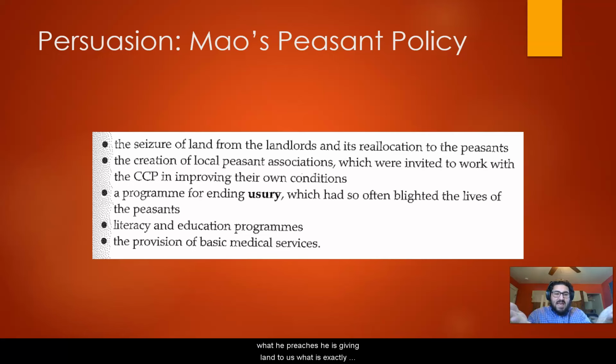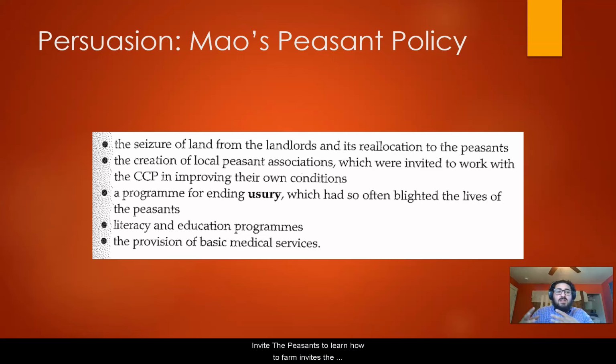He is giving land to us, which is exactly what he says we're supposed to be doing. Then, once all these peasants have this land and are not sure what to do with it or how they're going to live their life, he creates associations, which invite the peasants to learn how to farm, and invite the soldiers, the CCP, to go out and help the peasants better their homes, better their lives, and all this new land they just got.